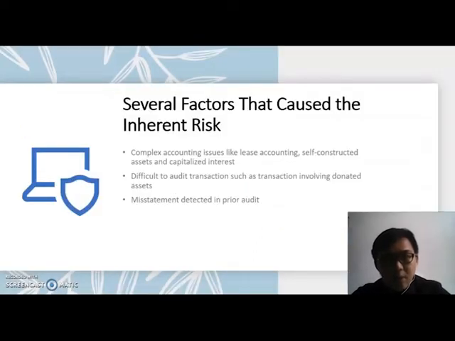So several factors cause the inherent risk. The first one is complex accounting issues like lease accounting, self-constructed assets and capitalized interest. The second is difficult to audit transactions, such as transactions involving donated assets. The third one is misstatement detected in prior audit.